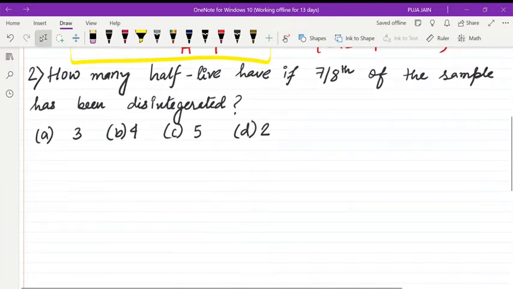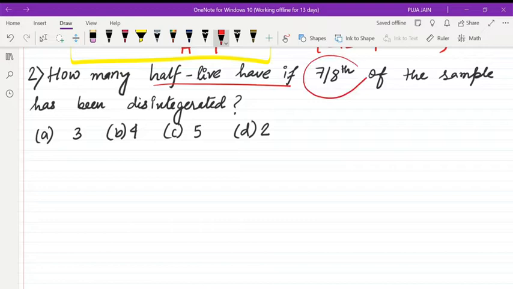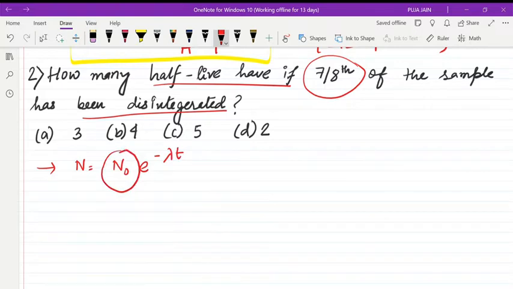Now question number 2. This is from radioactivity. It says how many half-lives have passed if 7/8 of the sample has been disintegrated. So we know that N equals N0 e to the power minus lambda t, where N0 is the initial amount present in the sample and N is the amount present after time t. Now we need to find the number of half-lives.